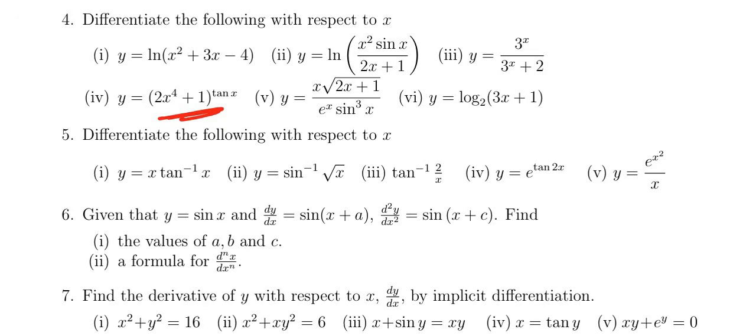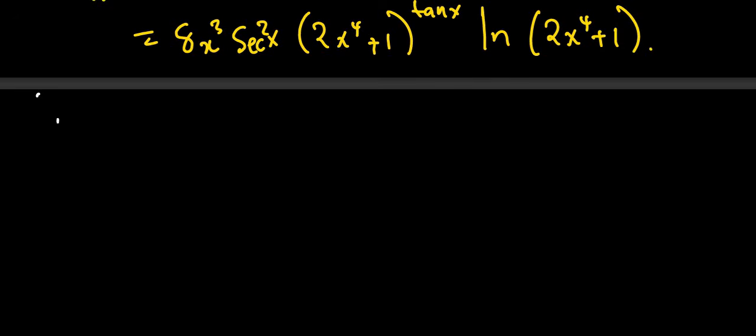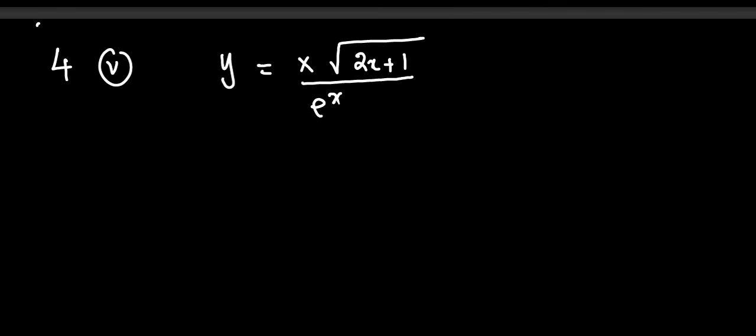The next question is question number 4v. So 4v says y is equal to x, then we have 2x plus 1, everything over e^x, then sine 3x.